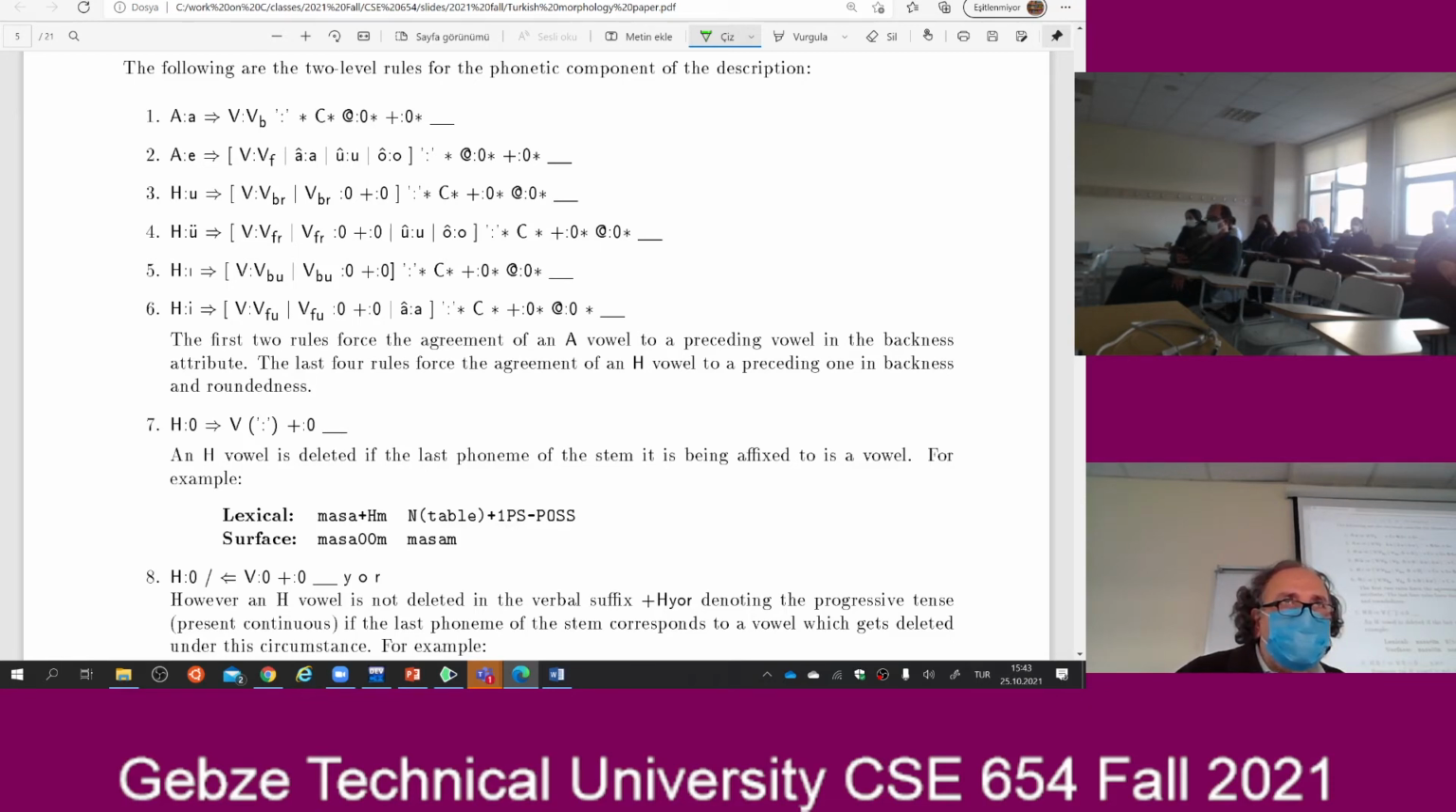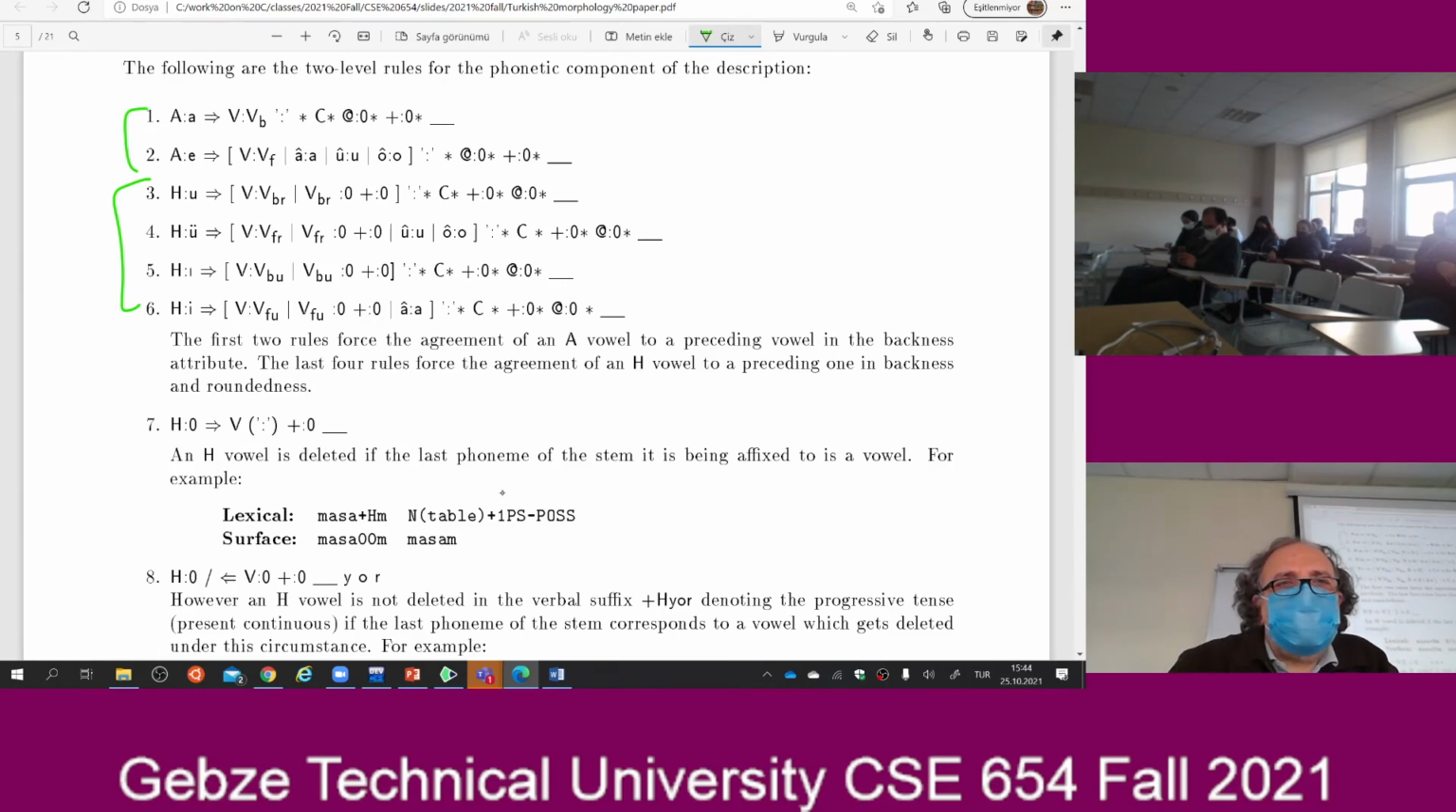Then what else? Beze, sese. Okay, so that's the rule for the backness attribute. These four are for the I. Okay, remember these are for the I. U, U, I. They will all be converted to this letter H.